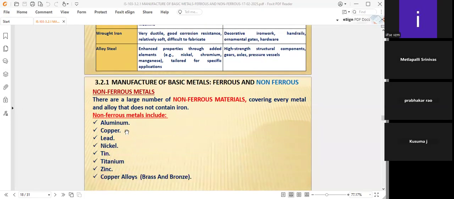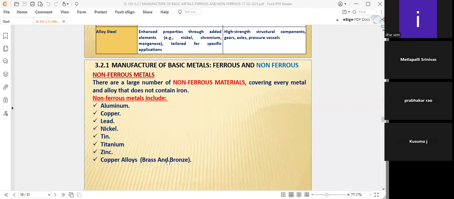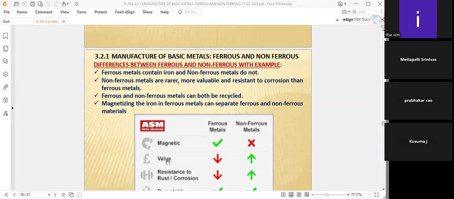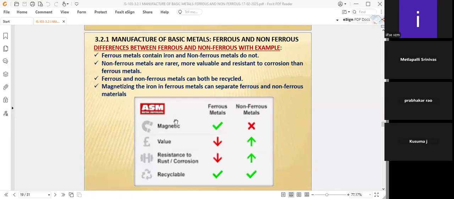Now coming to the non-ferrous materials, again I'm giving the previous slide. There are a large number of non-ferrous metals covering every metal like lead, aluminum, copper, nickel, tin, titanium, zinc, and copper alloys such as bronze and brass. Again, coming to the difference between ferrous and non-ferrous, which we discussed earlier also, we are giving it at a glance before going into the detail of non-ferrous, to easily recall the material. Ferrous metals contain iron, non-ferrous metals do not.